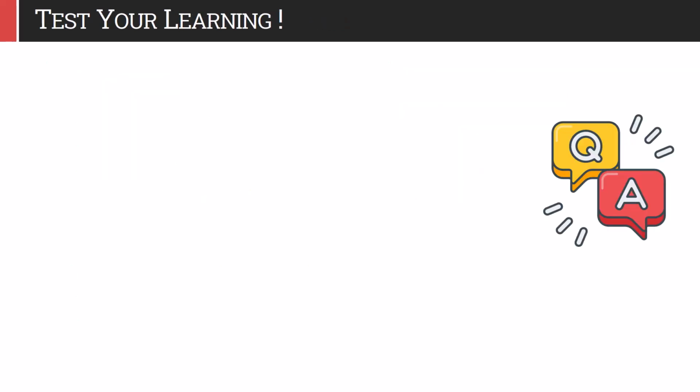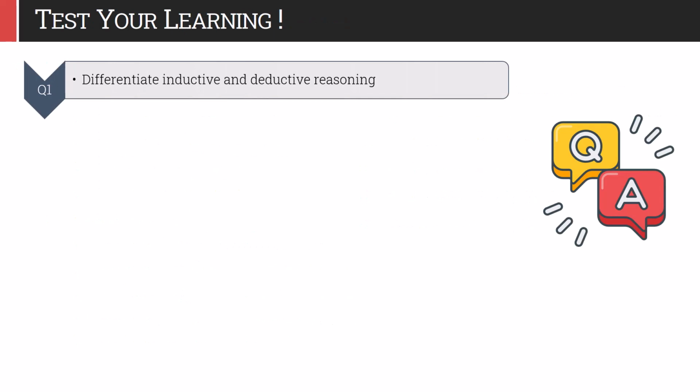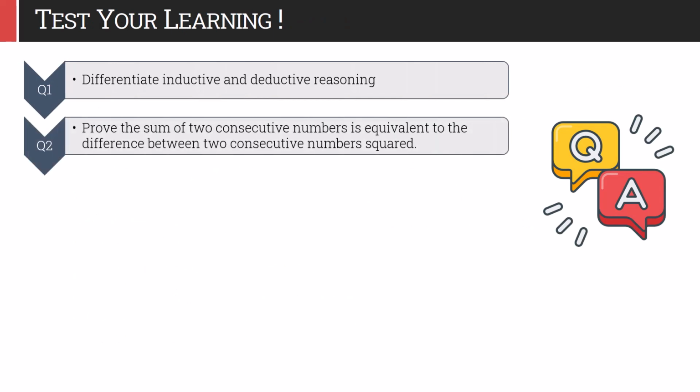Let us check your learning. Differentiate inductive and deductive reasoning and prove that the sum of two consecutive numbers is equivalent to the difference between two consecutive numbers squared. And you have to prove it using deductive reasoning.